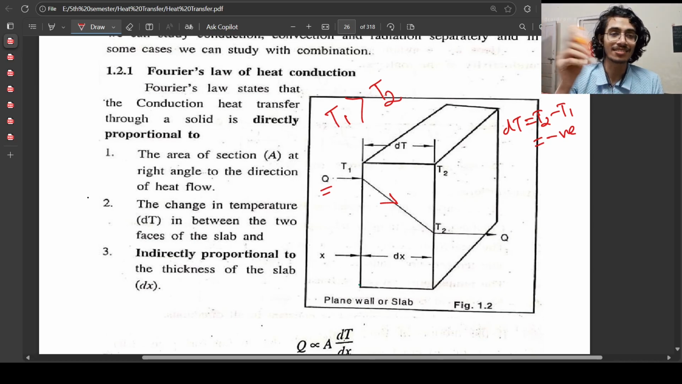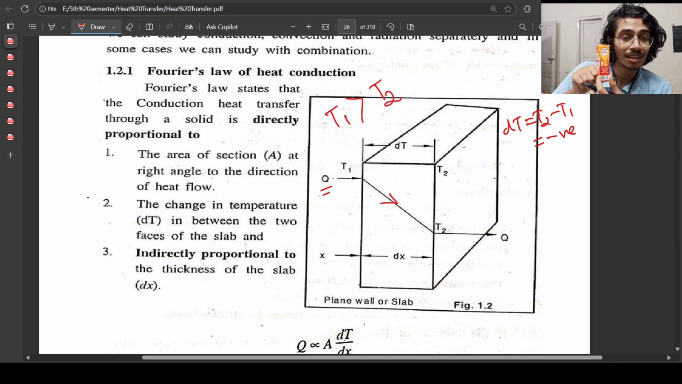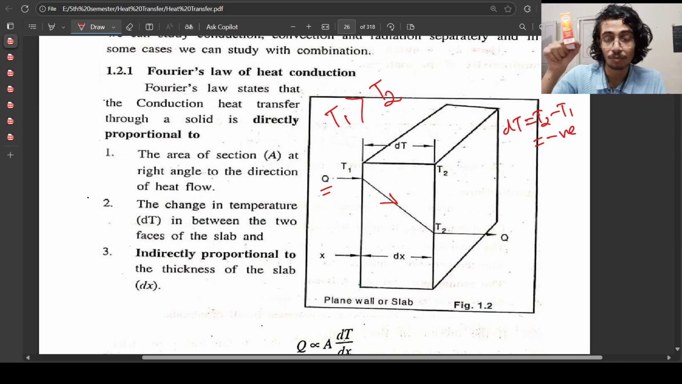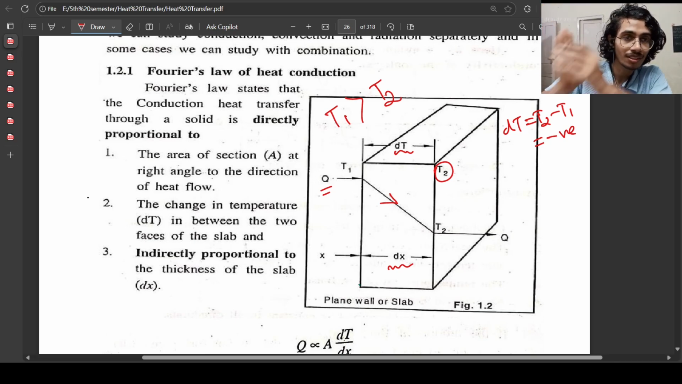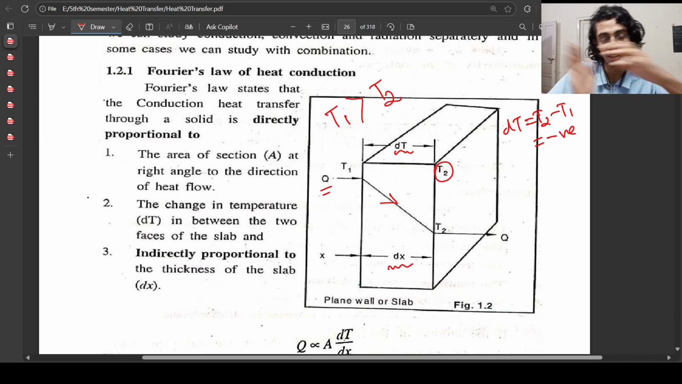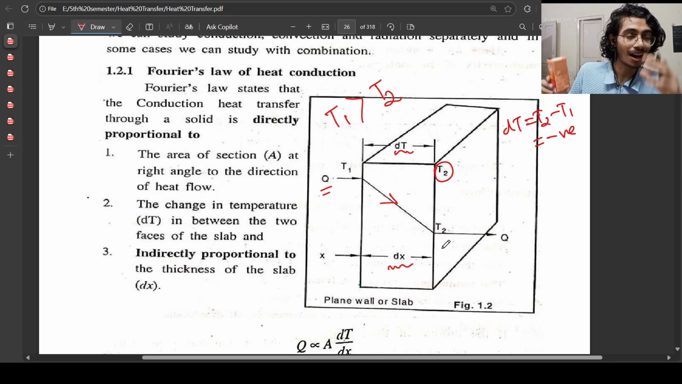The thickness of this slab, or plane wall, is dx. From the picture you can see this thickness is dx. And dT is the temperature difference, and here you can see T1, here you can see T2. So from T1 to T2 there is conduction of heat. The flow of heat is conducted from the higher temperature region to the lower temperature region. So this schematic is understood by us, and we also have understood that all the planes on which the heat is acting are isothermal planes.